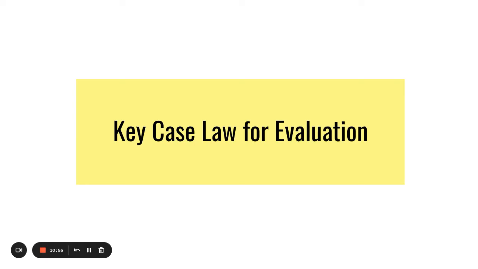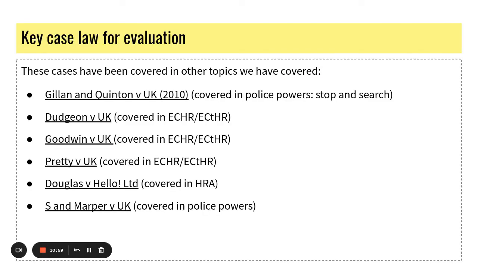One final slide then, key case law for evaluation. We've had a look at these in other topics. For example, you've got Gillan and Quinton and the UK, which we looked at in police powers, stop and search. You've got Dudgeon in the UK, covered when we looked at the European Convention and the European Court. Goodwin in the UK, once again, European Convention, European Court. Same with Pretty in the UK. Then you've got Douglas and Hello, which we covered in the Human Rights Act. And S and Marper, which we looked at under police powers. You can use these cases and what was held in the case to argue whether the Article 8 right is protected under UK law or under the European Convention on Human Rights in general.